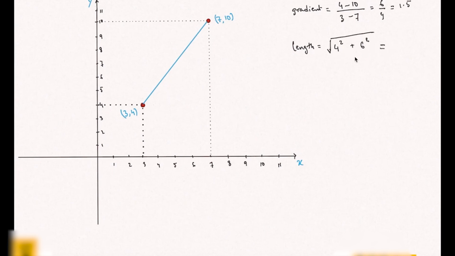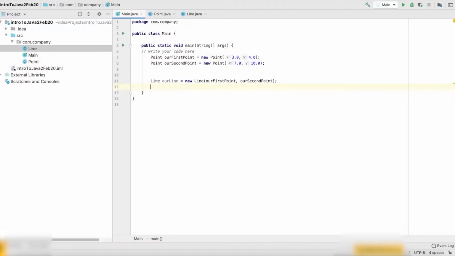And that would be the square root of 16 plus 36. And if you put this in a calculator, you'll find 7.2111. So these are our results, 1.5 and 7.2111. So let's see if our methods for the line actually work.